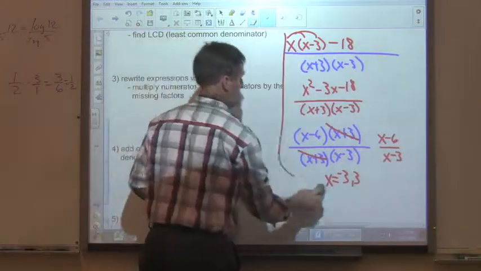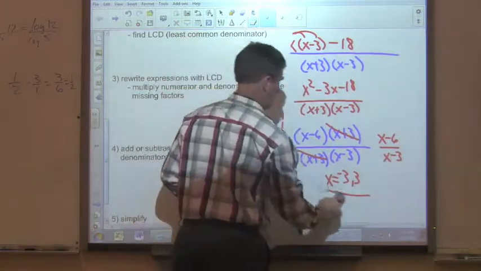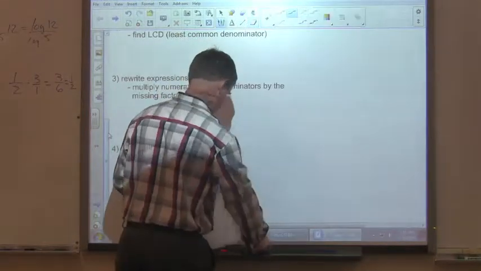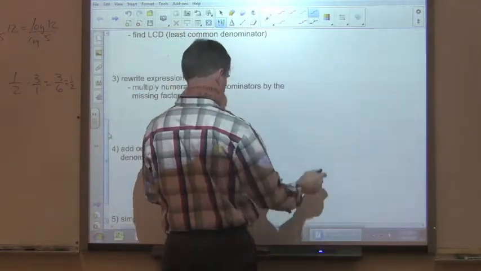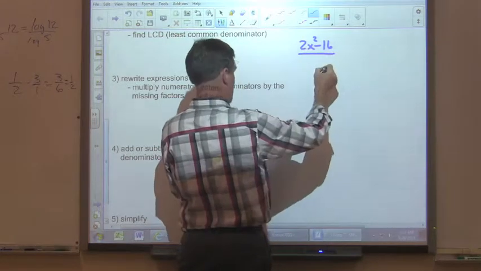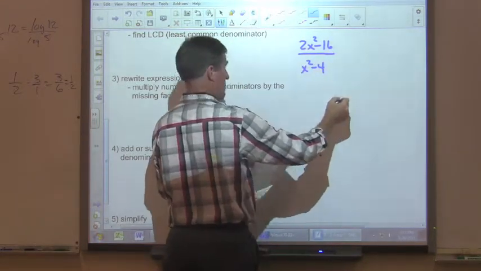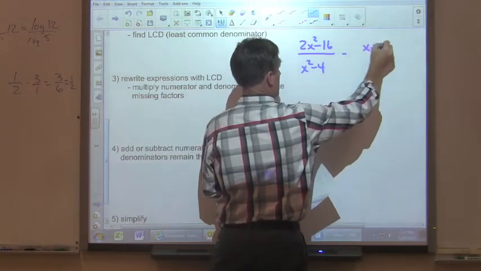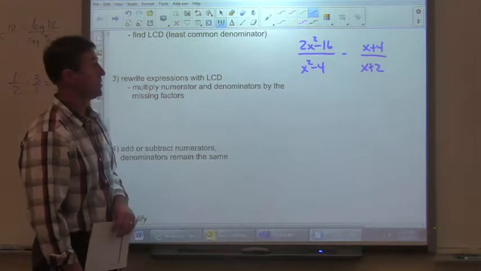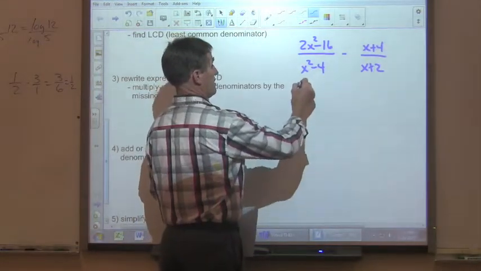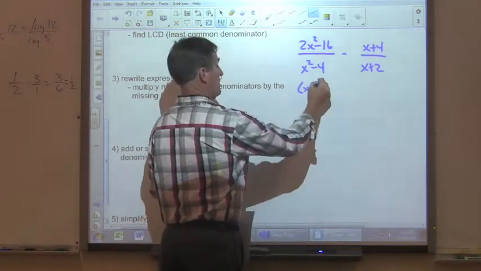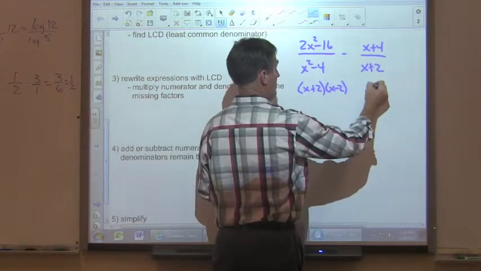All right. x squared minus 16 over x squared minus 4 minus x plus 4 over x plus 2. Alright? So again, we want to factor the denominators. That is the difference of two squares, so x plus 2 and x minus 2. This one I can't factor.